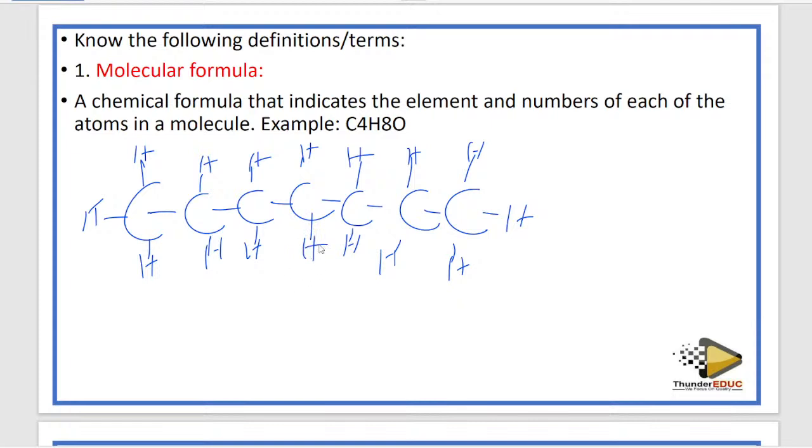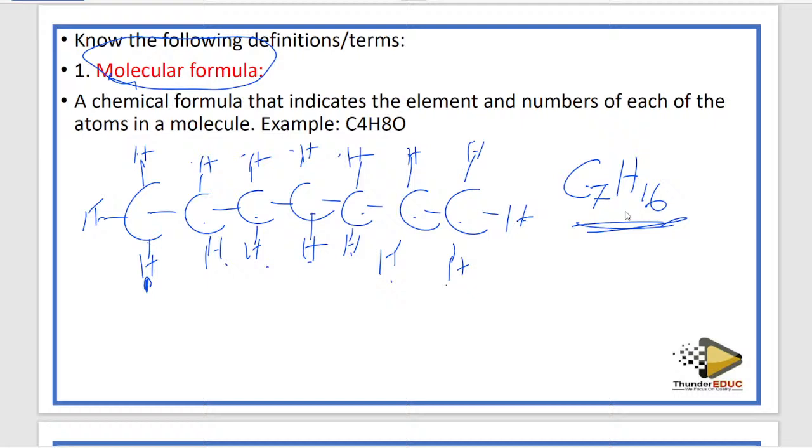Now, they want you to write the molecular formula of this compound. Simple. How do you do it? 1, 2, 3, 4, 5, 6, 7. I have 7 carbon atoms, so C7. How many hydrogens do I have? 1, 2, 3, up to 16. So hydrogen is 16, and the molecular formula is done.